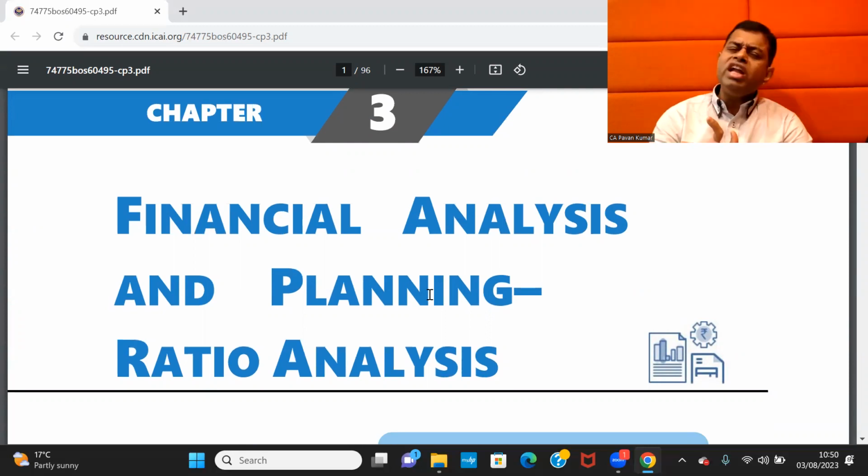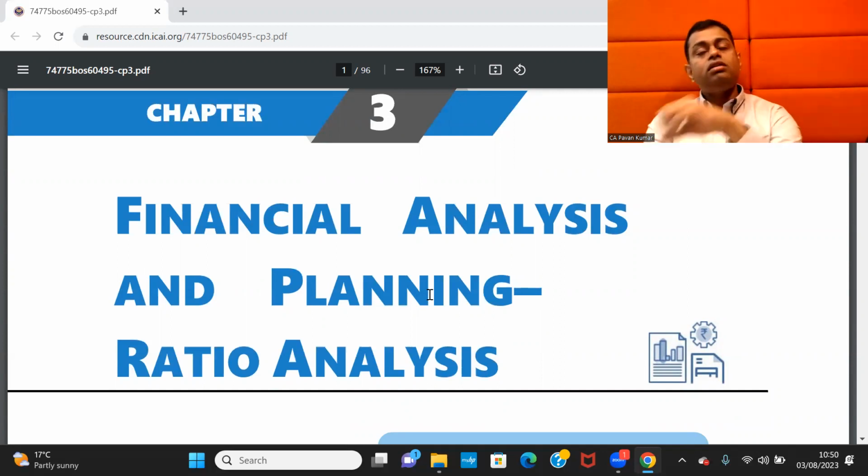Funds flow analysis is outdated now, deleted from the CA Intermediate syllabus. But if you are doing CMA or some global courses, funds flow management is still there. As far as Indian courses or chartered accountancy courses are concerned, we deal with cash flow and ratio analysis. But if you are doing Indian CMA, you have funds flow also.